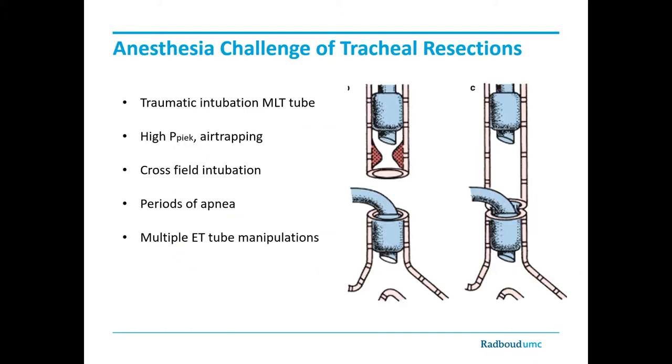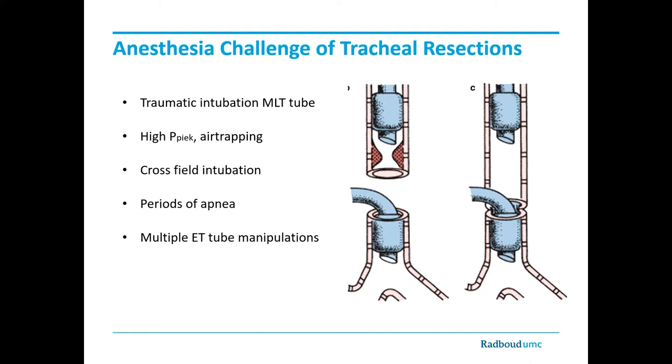Anesthesia for tracheal resections is a challenge. A tube is forced through the stenosis, and such an intubation is traumatic and can lead to bleeding or fragmentation of the tumor. To minimize trauma, a small tube is used. When ventilating through small tubes or through a narrow stenosis, there will be a high airway resistance and increased pressure, and there is a risk of air trapping and inadequate ventilation.